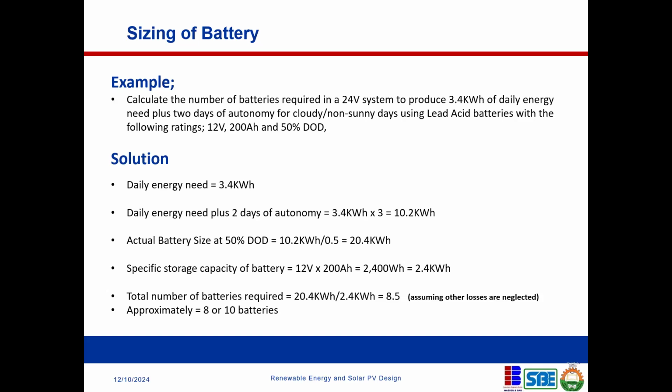Now let me make it this way. If you have a system that requires 48 volts, I have 12 volt battery. How many batteries do you need to arrive at that 48? You need 4. You need to put 4 batteries in series to arrive at that 48.